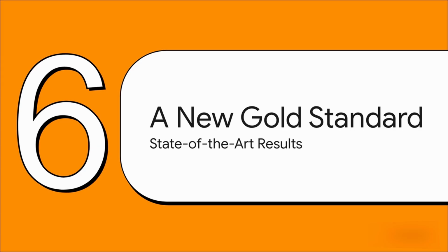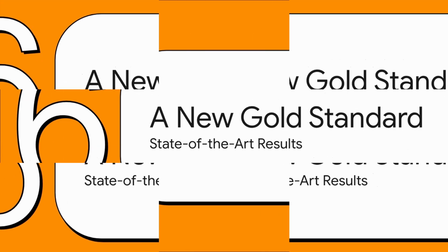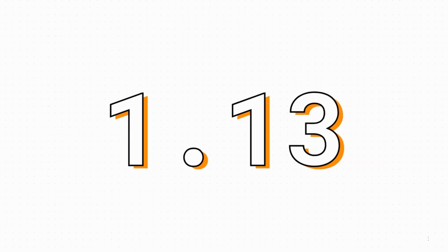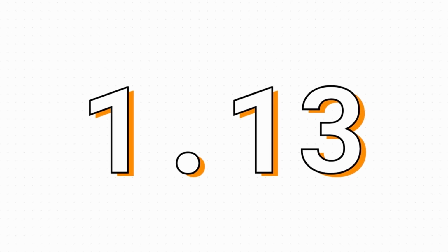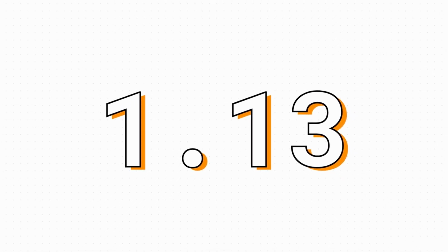Well, they didn't just improve efficiency. They went and set a new gold standard for image quality. This is the number that matters, 1.13. This is the new state-of-the-art FID score on the big ImageNet benchmark. It's a measure of image quality, where lower is better. And just so you know, the community fights tooth and nail just to shave off a few hundredths of a point. This is a huge jump.